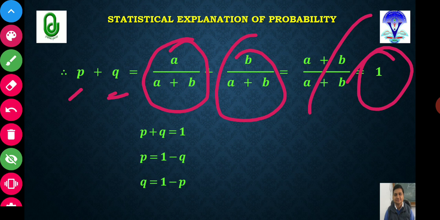So P plus Q is equal to 1, and otherwise you can represent it as P is equal to 1 minus Q and Q is equal to 1 minus P. Hopefully it is clear to you how this P plus Q is equal to 1.